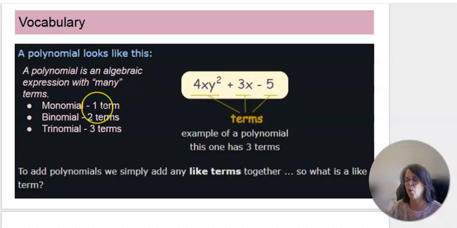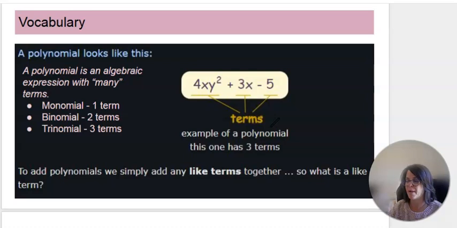If there's only one term in the polynomial, it's called a monomial. If there's two terms in the polynomial, it's a binomial, and three terms is a trinomial. So the one shown here has three terms, as you can see. To add polynomials together, we just add any like terms.